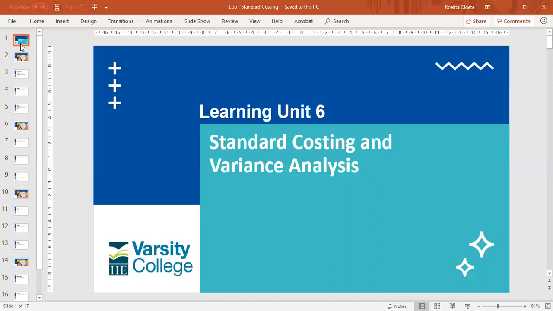In the next session, we will be moving on to material variances. So that's the first set of variances that we will be dealing with.